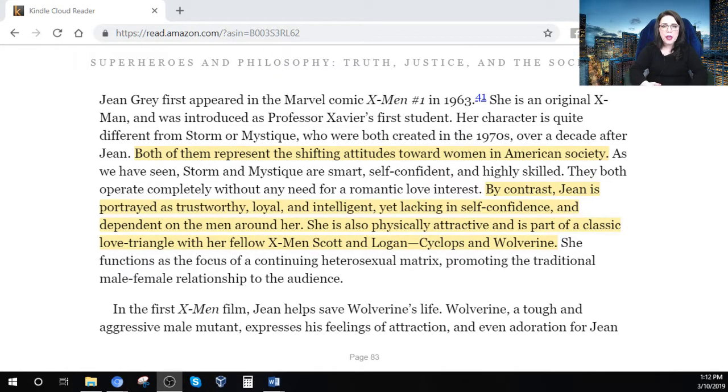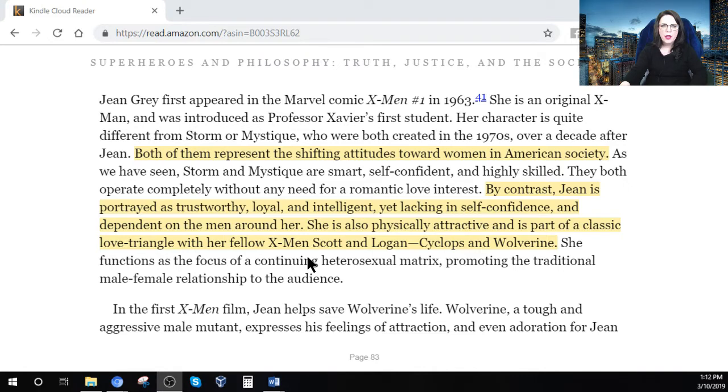Housel goes on to say that Jean is portrayed as trustworthy, loyal, and intelligent, yet lacking in self-confidence and dependent on the men around her. She's also physically attractive and is part of the classical love triangle with her fellow X-Men, Scott, who's known as Cyclops, and Wolverine, who's also known as Logan.